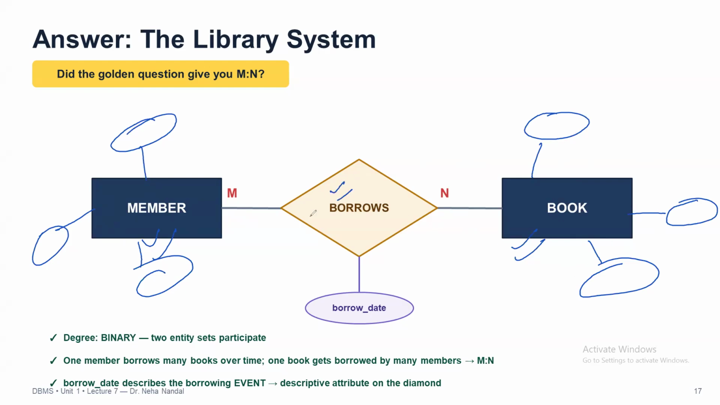Then the relationship is borrow. So a member will borrow a book. Really, one member can borrow many books, and one book can be borrowed by many members. So the cardinality is M is to N, and borrow date, because it belongs to both member and book, that is the pair, goes as an attribute of the relationship. So that is the thing. Great.